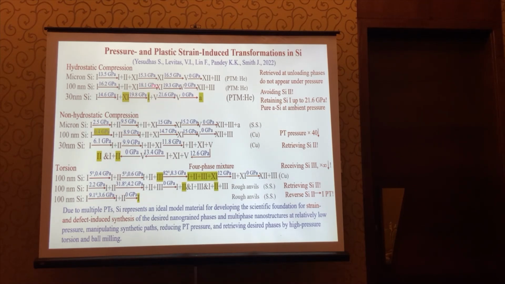Here it's various, it's seven phases, so I will navigate you. You see, this is non-hydrostatic compression, micron particles, silicon 1 to silicon 2, 2.5 GPa, 100 nanometers, much lower, but 30 nanometers is higher. So this is confirmation of what I discussed. This is for direct Hall-Petch effect. This is for inverse Hall-Petch effect.